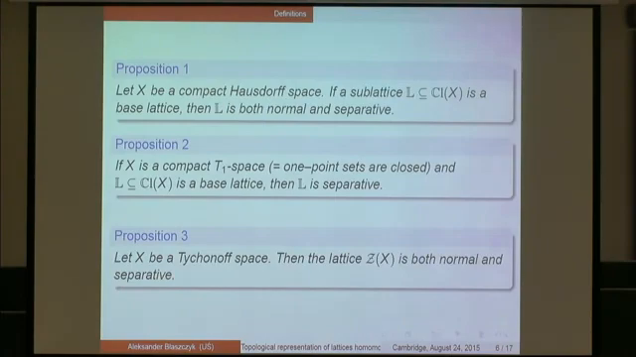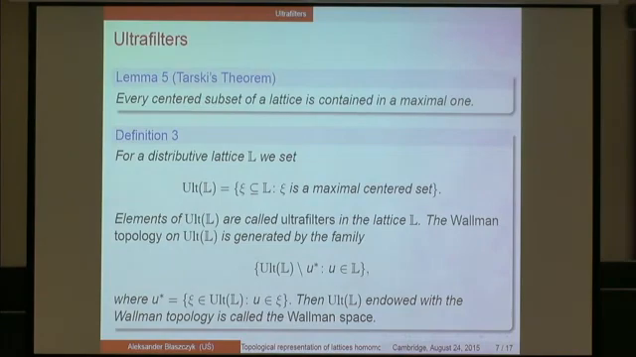Third proposition: if we have a Tikhonov space, then the lattice of all zero sets is both normal and separative. Not difficult, but it uses some very easy calculation. So these three facts are very useful for us, and of course we use Tarski's theorem that every centered subset of a lattice is contained in a maximal one, and then we can consider for every distributive lattice L the set of all so-called ultrafilters. That means all maximal centered subsets of L.